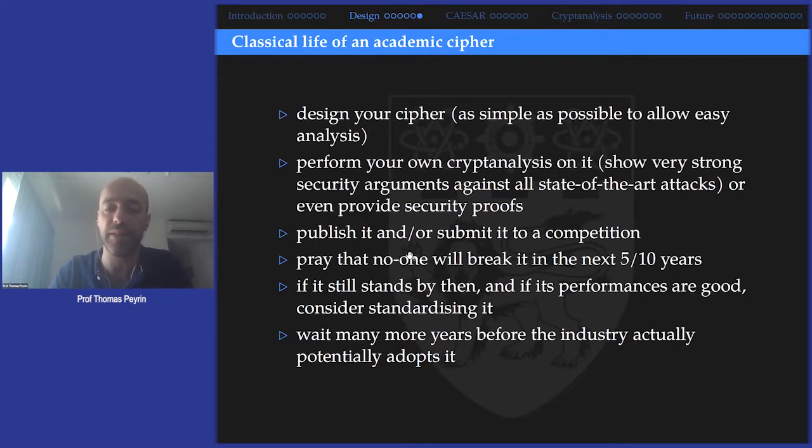So even if it still stands, and if the performances are good, maybe you can consider standardizing. So you're going to go to ISO, or check with NIST, or ANSI, so any kind of standardization body, or the one that you prefer, and see if they will be interested to standardize it. And even once it's standardized, you still have to wait maybe 5-10 years before the industry actually picks your cipher, because it takes a lot of money to move from one primitive to another one. So you can see that the timeline is really quite long. From the day you have to produce a cipher up to the day it's actually used, it might take maybe one decade or even two.